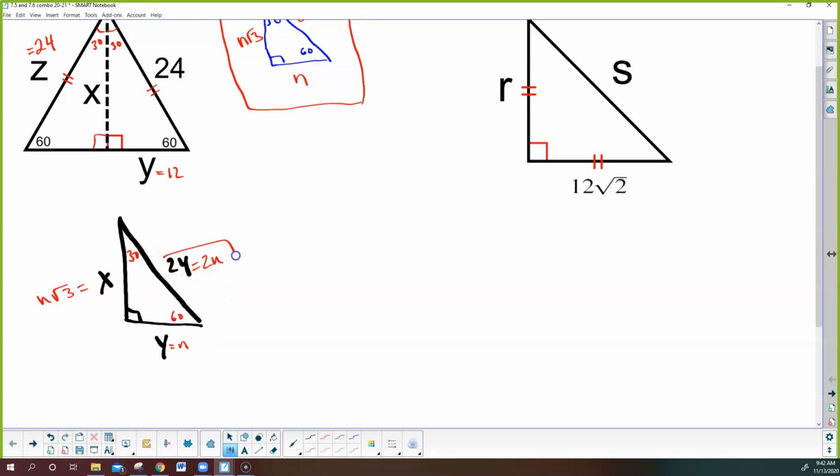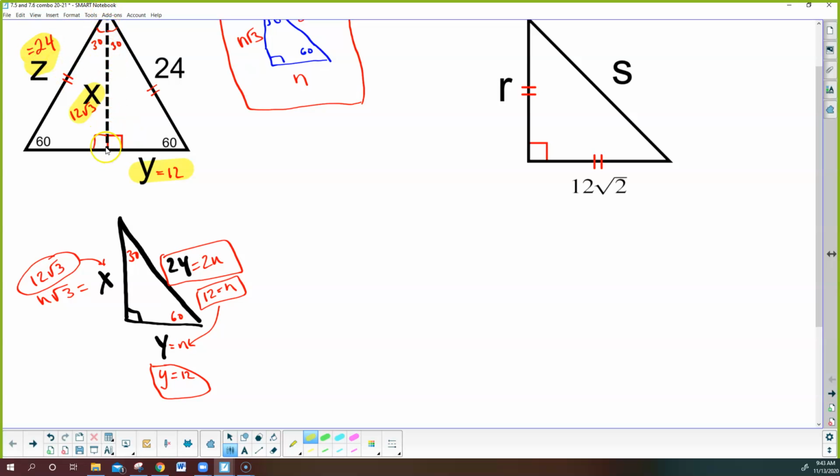Well, in doing that, only one of them results in a problem that I can solve. If I solve for n and I divide by 2, I get n being 12, which means if n is 12, then that means y is 12, and that's what we concluded up here. But then x is 12 times the square root of 3. So you could do all that without drawing this separately and without putting your formula around. But I know all 3 sides then.